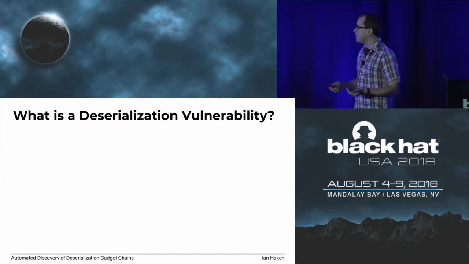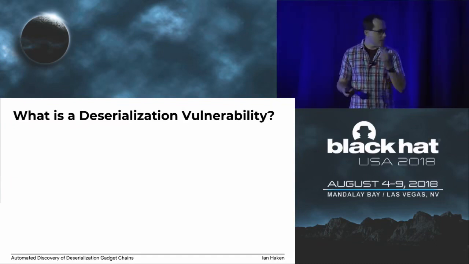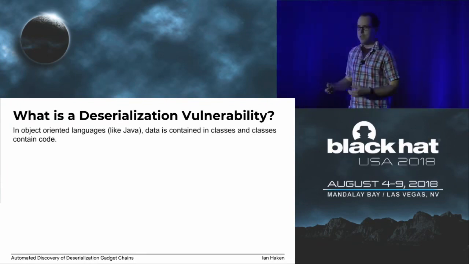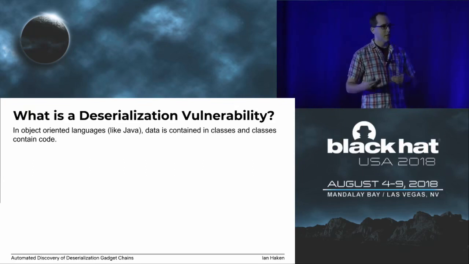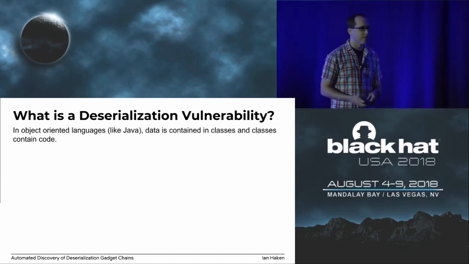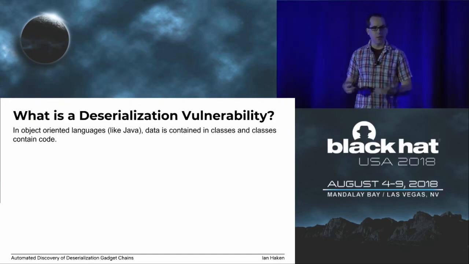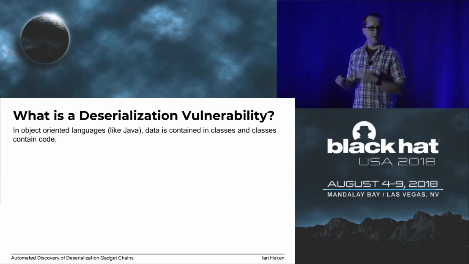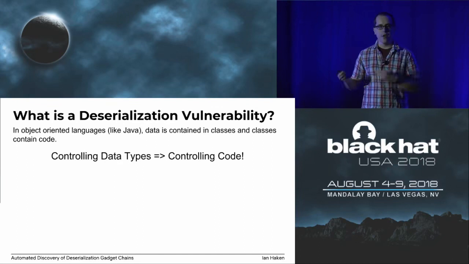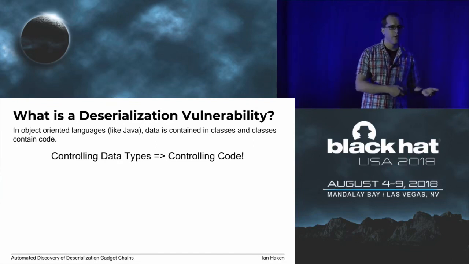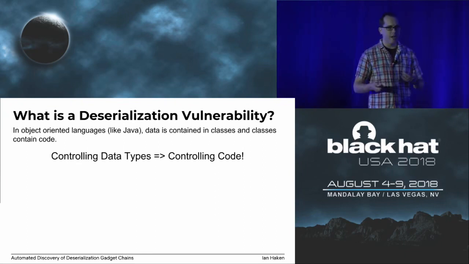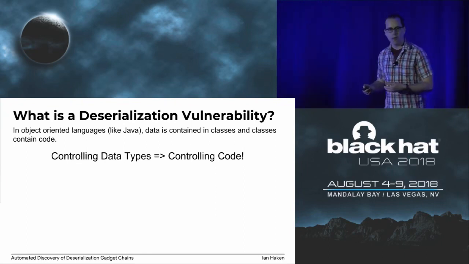So first of all, what is a deserialization vulnerability? In object-oriented languages like Java, data is contained in classes, and classes also contain code. This is object-oriented programming, and it gives you cool stuff like polymorphism. But this leads to a really important side effect when you're talking about deserializing data, which is that if you control the data type, then you also control code that's getting run, because the code is determined by the data type.